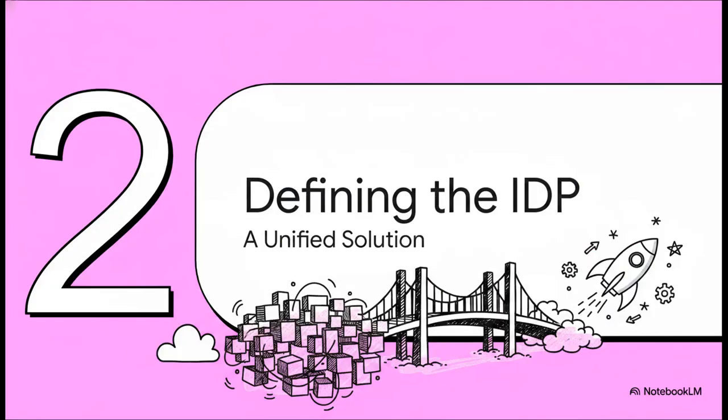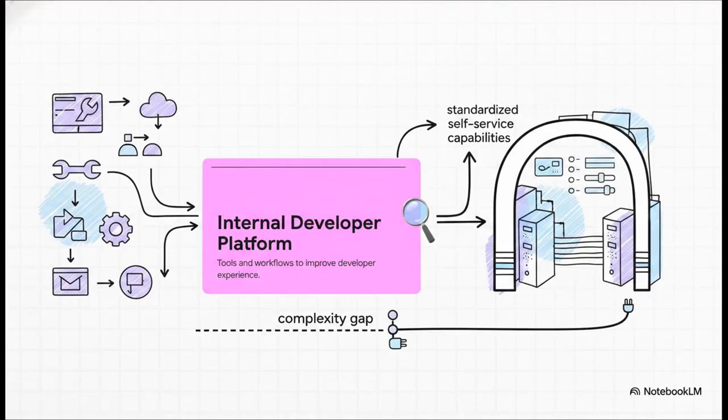That brings us to section 2, defining the IDP solution. How do we actually build a bridge over that complexity barrier? Well, enter the Internal Developer Platform, or IDP. By definition, it's a collection of tools, services, workflows, and automation capabilities designed specifically to improve the developer experience by abstracting all that underlying complexity. So instead of forcing developers to master every single infrastructure component out there, an IDP gives them standardized self-service capabilities. It completely hides the plumbing while still maintaining strict operational standards.